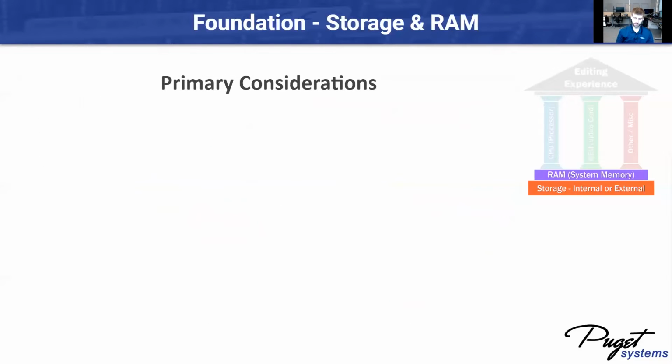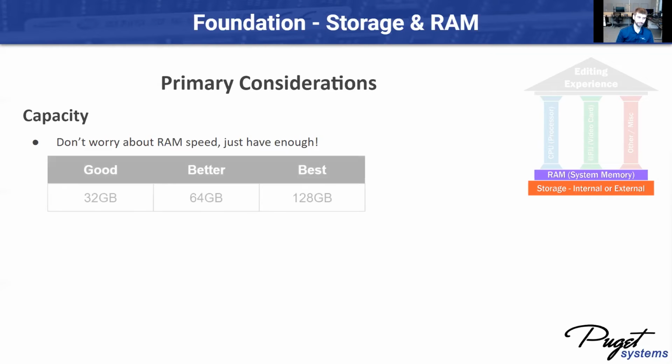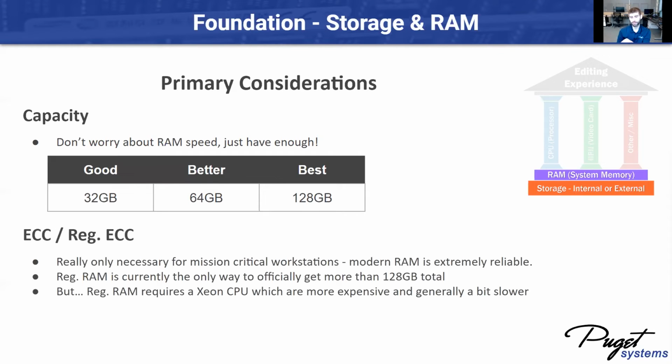So primary considerations when it comes to RAM, obviously capacity, talked about that already. Don't really worry about RAM speed. A lot of people on the internet make a big deal about, hey, you need high frequency RAM, or the timings of the RAM and all this other stuff. Honestly, it doesn't make that big of a difference, especially for After Effects. Just make sure you have enough is the biggest deal. And again, good, better, best, 32, 64, 128 is typically what our customers end up with. We have a few customers that go up to 256 and all that, but it gets kind of hairy.